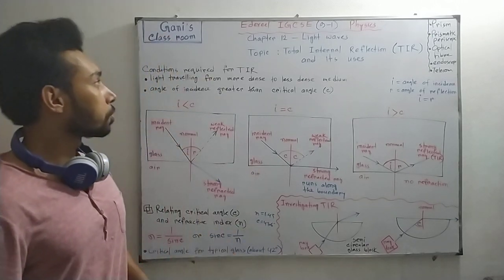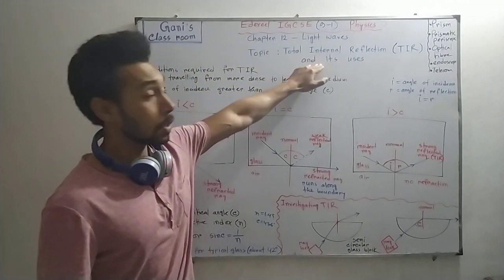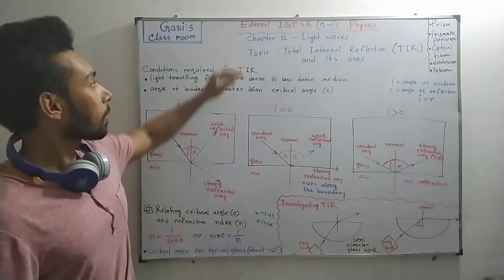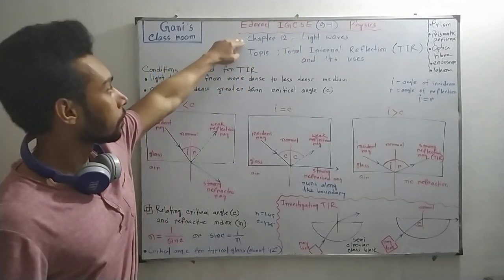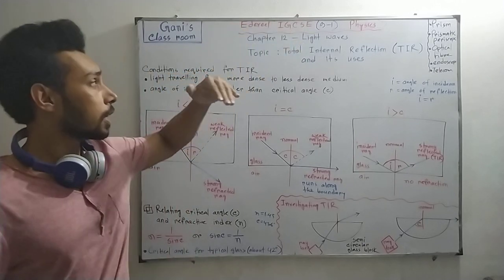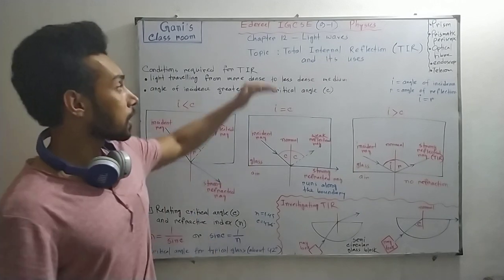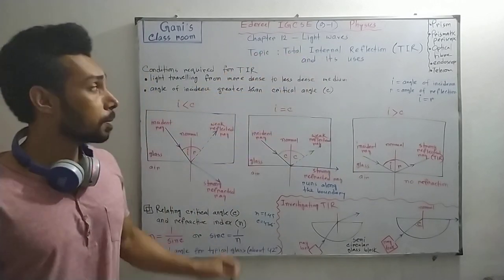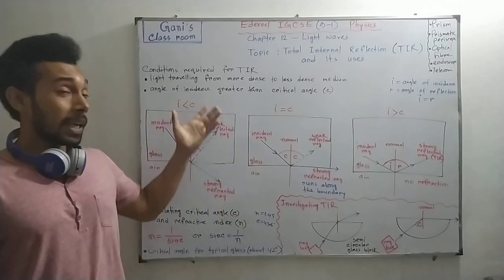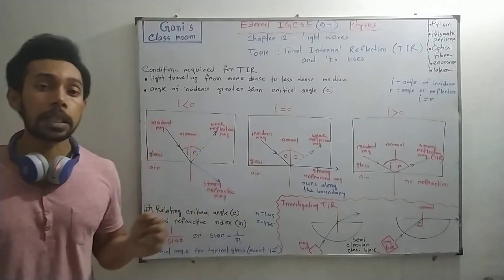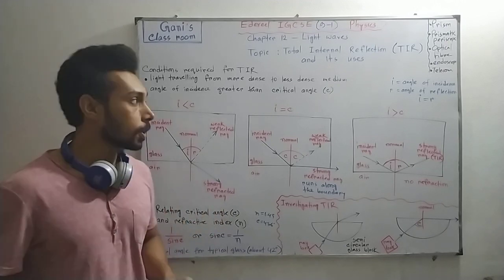Today we are going to discuss total internal reflection and its uses, which is discussed in chapter 12 of Edexcel IGCSE 9-1 Physics. Chapter 12 contains light waves, and in this chapter we have total internal reflection. The topic will be discussed now, and I'll be explaining it in a bilingual speech, that is, I'm speaking both in English and Bengali.